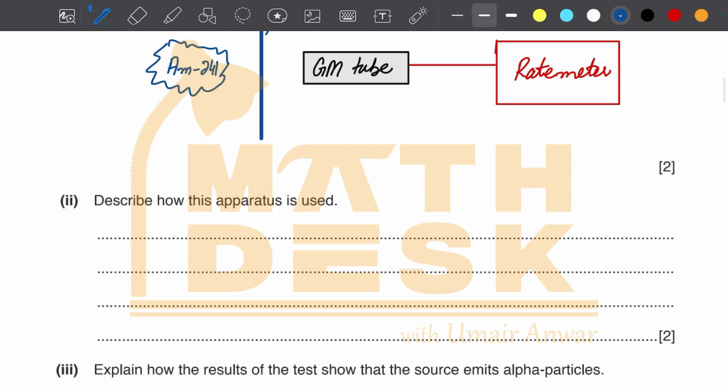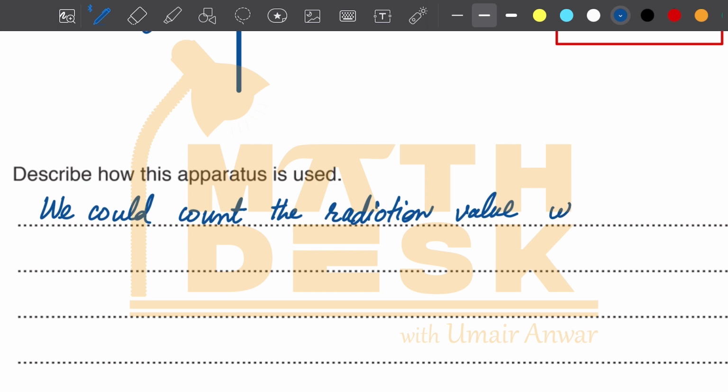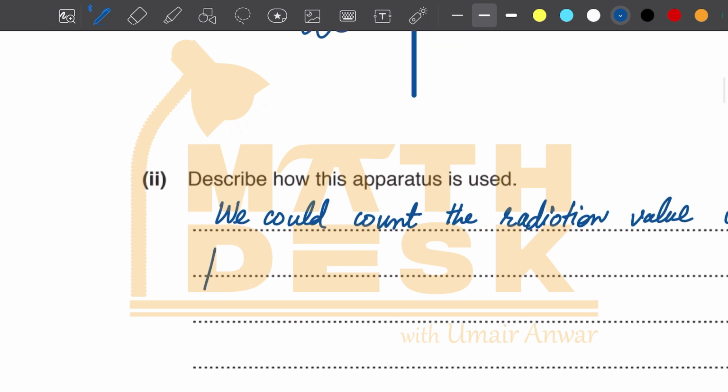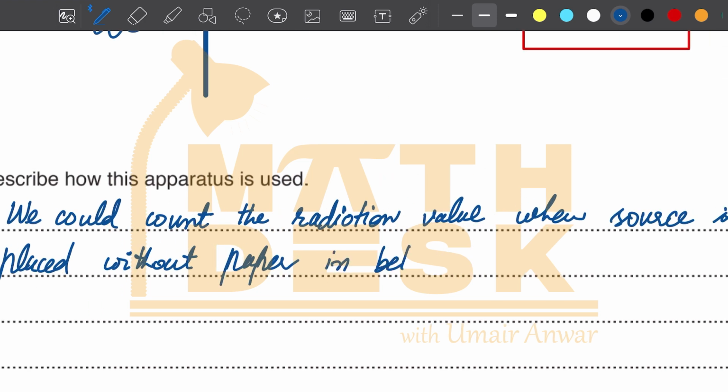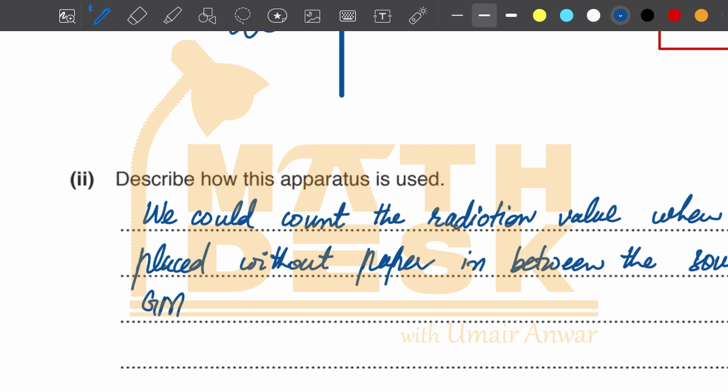In the next part, the question says describe how this apparatus is used. We could count the radiation value when the source is placed without paper in between the source and the detector, which is the GM tube in this case.